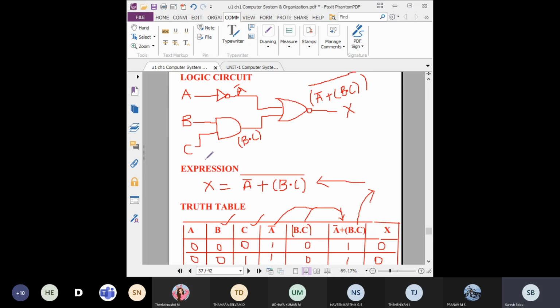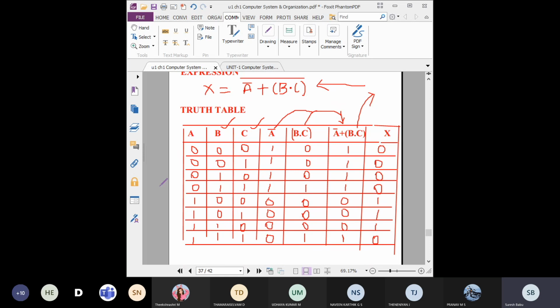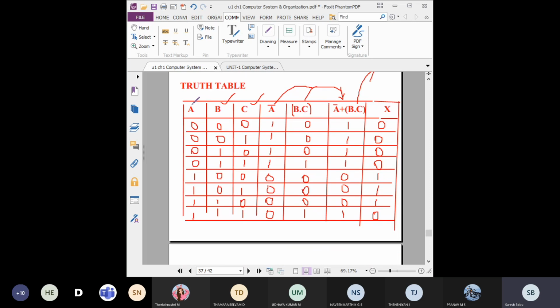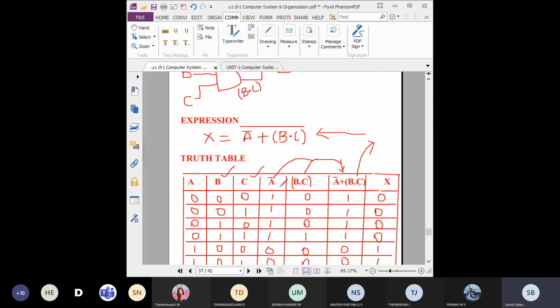First you need to find the expression, then only you are able to find the truth table. Directly you can't go for the truth table. You need an expression. You should make the truth table according to the number of intermediate outputs, the things we have to find to get the final output. That is very, very important.